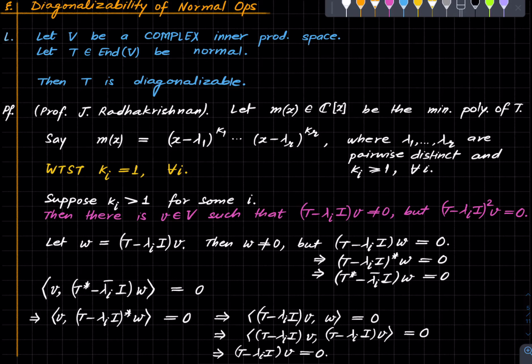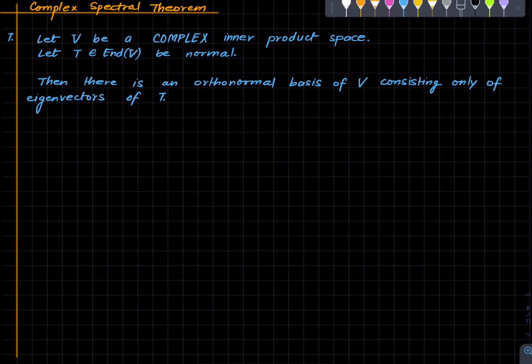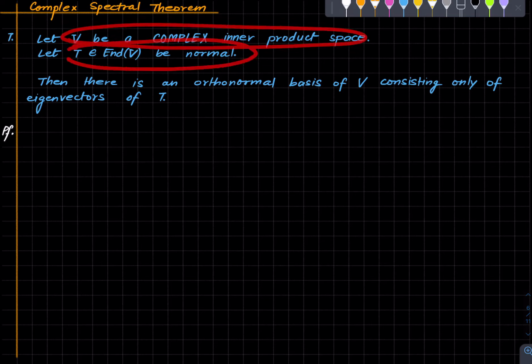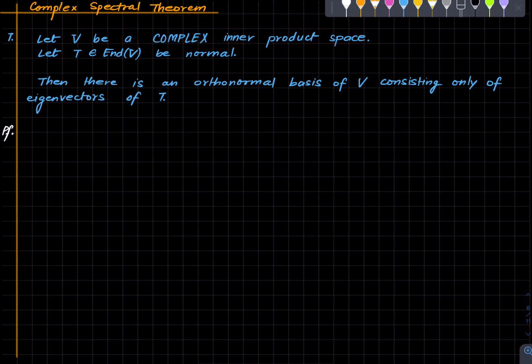Finally, let's move on. So we have the complex spectral theorem that we will show now. It'll just fall out of what we have done. So here is the proof. Yeah, so what is the statement before we prove it? Fix a complex inner product space and fix a normal endomorphism on it. Then there is an orthonormal basis of V consisting of only eigenvectors of T.